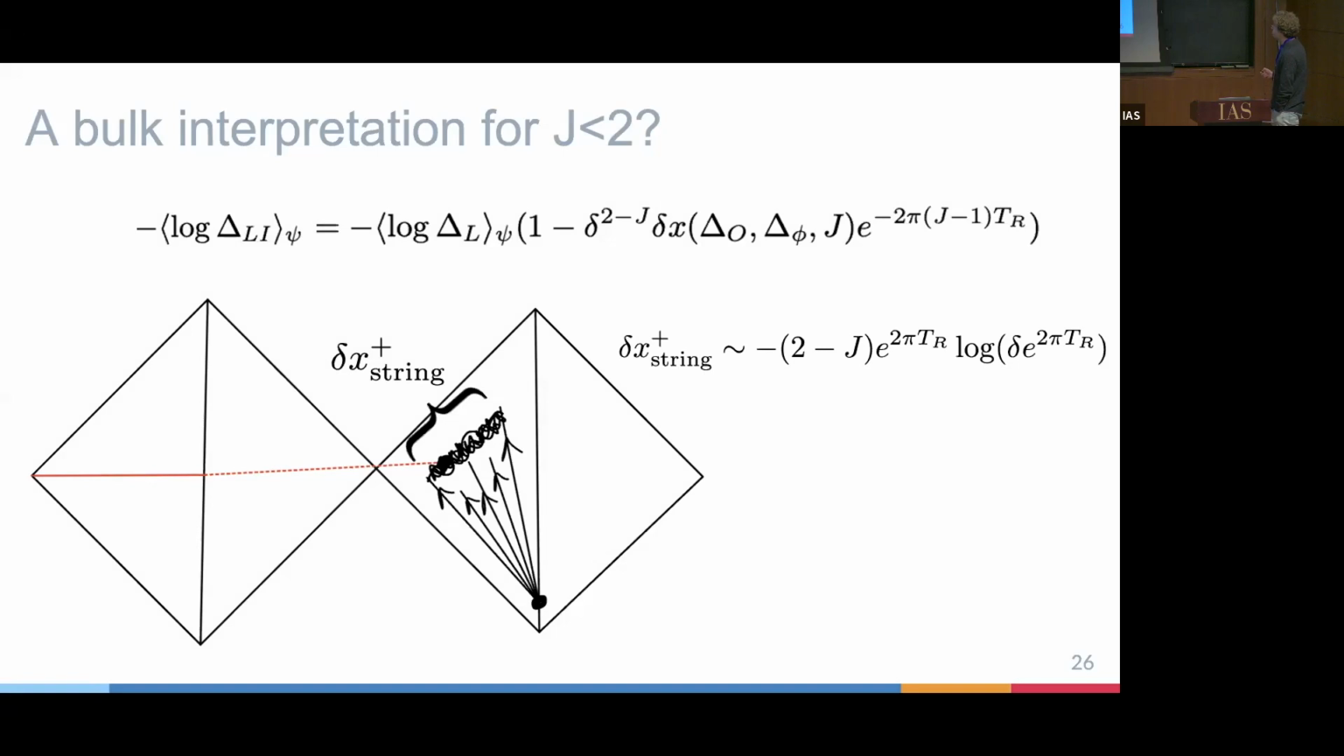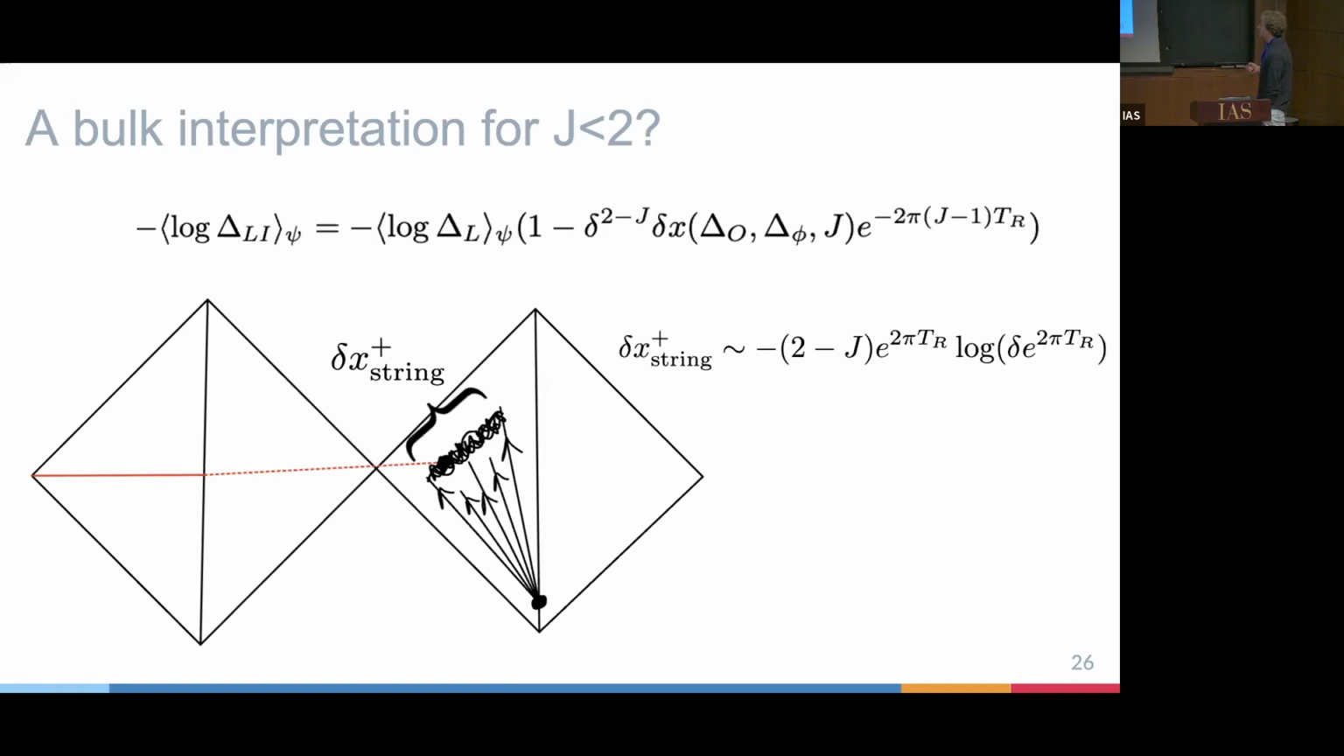And for j close to 2, for small string length, you get some answer like this. So the delta x plus spread of the probe that you threw in is proportional to the string length. There's this factor e to the 2 pi tr times a log. The appearance of this log is reminiscent of previous discussions of longitudinal string spreading by Susskind and Dodelson and Silverstein and others. But this expression is actually different. It doesn't agree with those expressions.